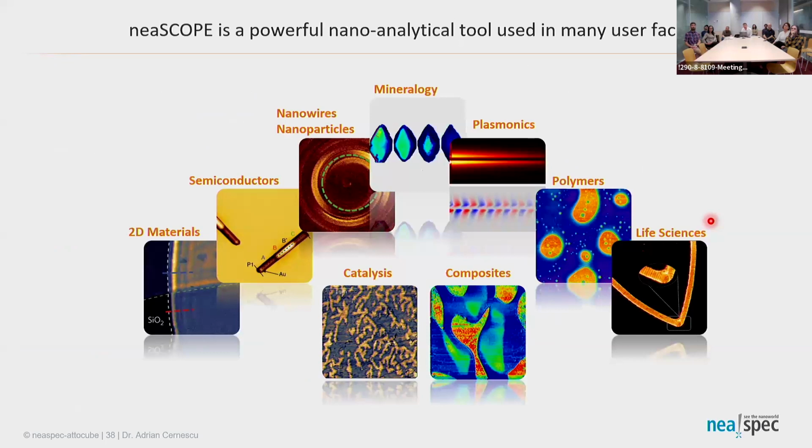When it comes to applications, I briefly introduced some examples on composites, on biomaterials, on polymers, and 2D materials. More is possible in the field of semiconductors, to map and extract the concentration of free carriers, or in plasmonics, when people are looking at electric field mapping in waveguides or nanoantennas.